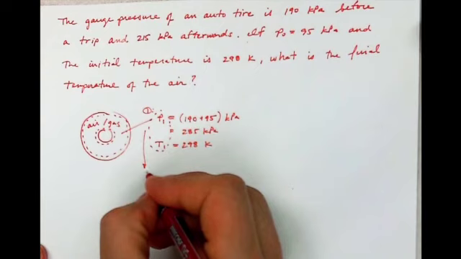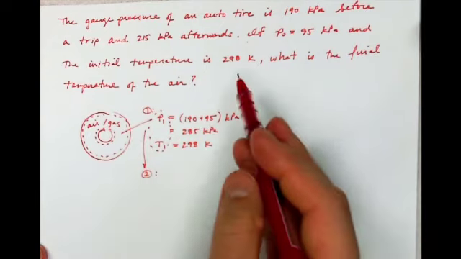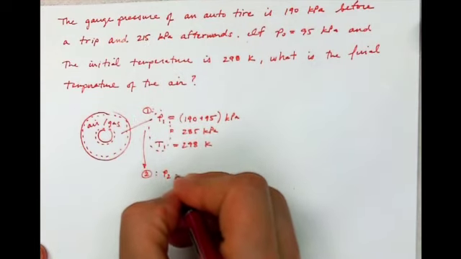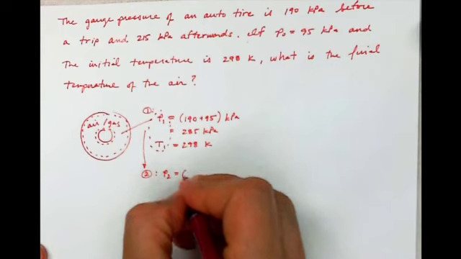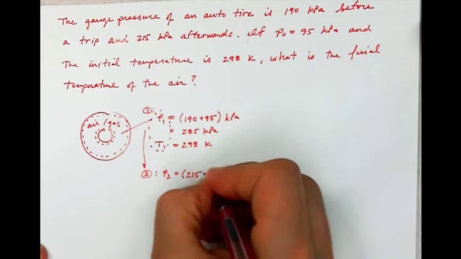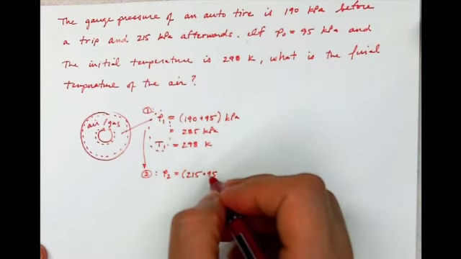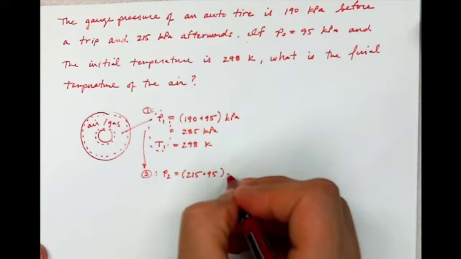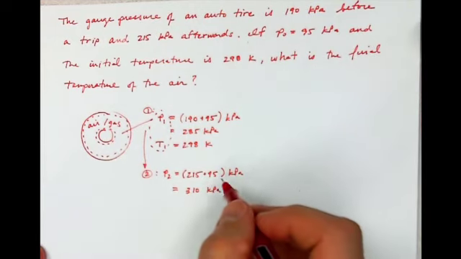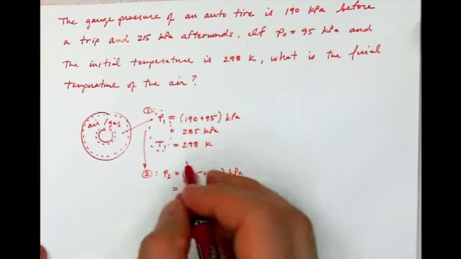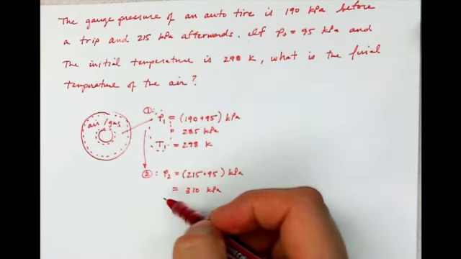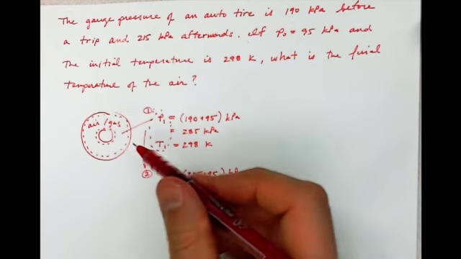Now we're going to go to a new state, state 2, and at this new state we have a new gauge pressure, P2, and it's equal to 215 kPa. We're going to add to it our 95, and that will put us at 310 kPa for this state. We aren't told anything about the temperature or the volume yet, so let's take a look at the problem.